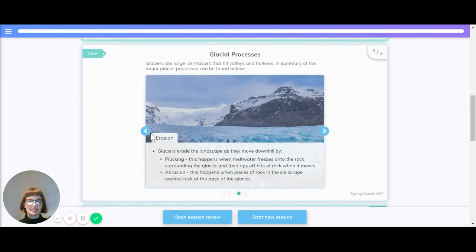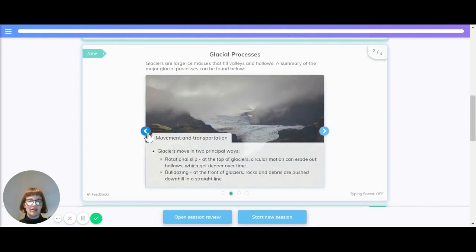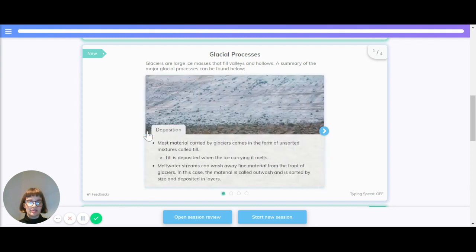Now let's have a look at glacial processes. Glaciers are large ice masses that fill valleys and hollows. The major glacial processes are deposition. Most material carried by glaciers comes in the form of unsorted mixtures called till. Till is deposited when the ice carrying it melts. Meltwater streams can wash away fine material from the front of glaciers. In this case, the material is called outwash and it's sorted by size and deposited in layers.